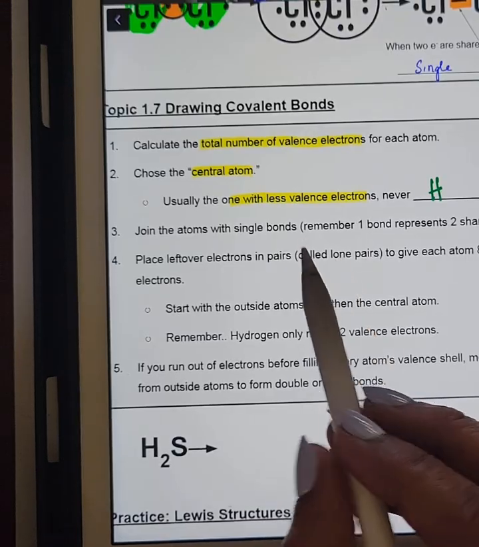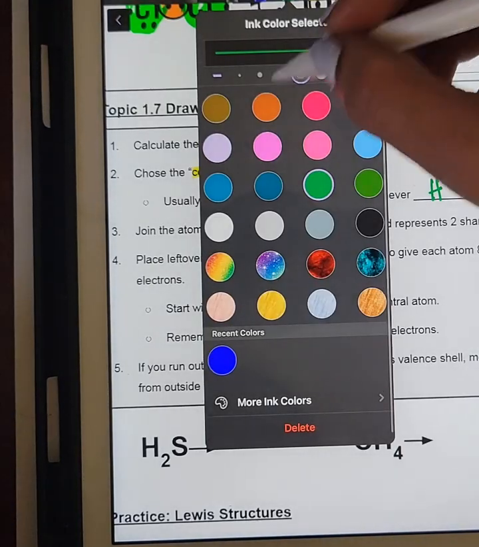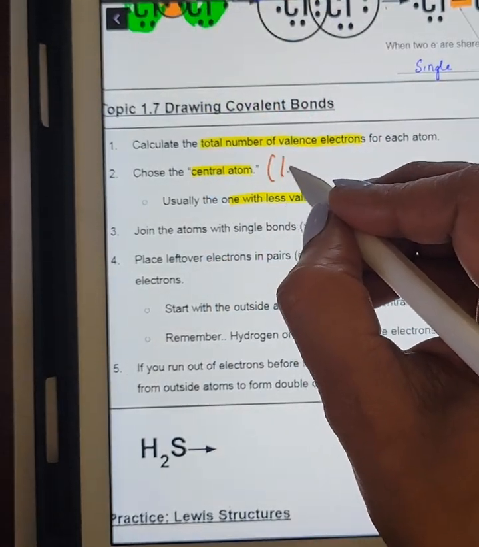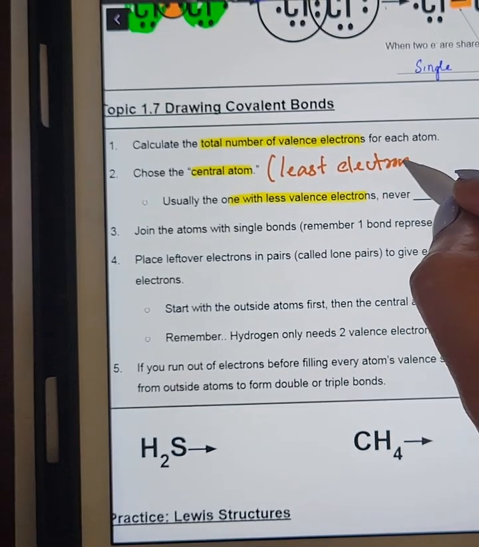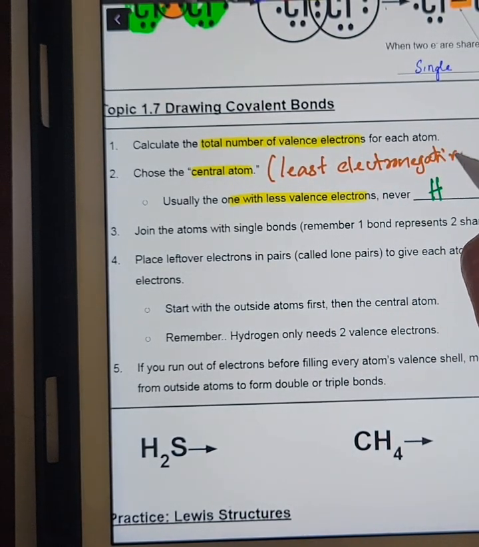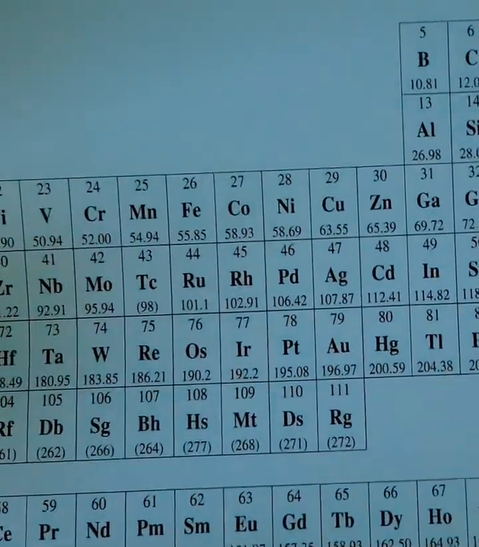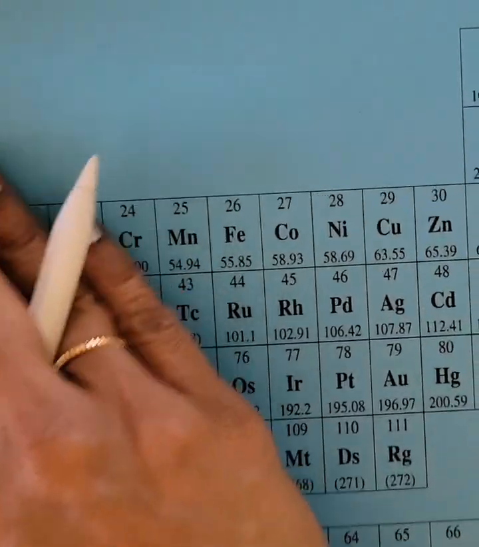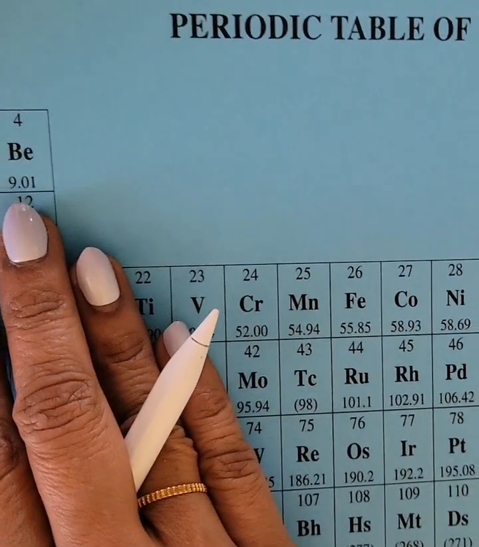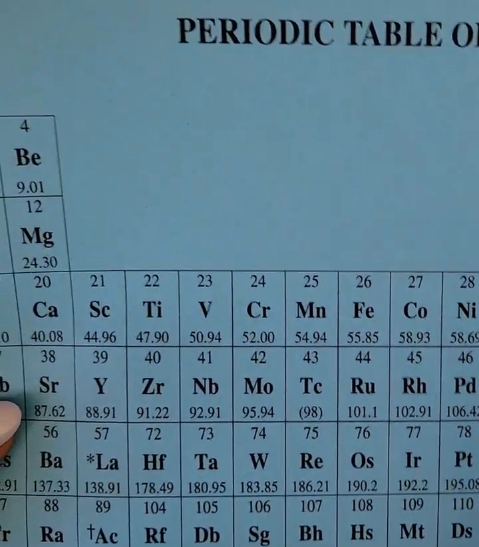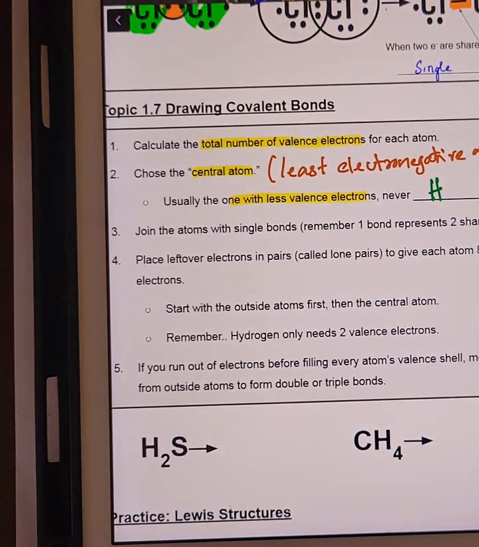Then, to choose a central atom, I can also give another rule if you are confused with that: the least electronegative atom. We know that on the periodic table, the highest electronegativity is here. So the lowest, always the atom from the left side, will come in the center. But one exception: if hydrogen and carbon are there, hydrogen has a special position. Hydrogen will never come in the center. That is the only exception.